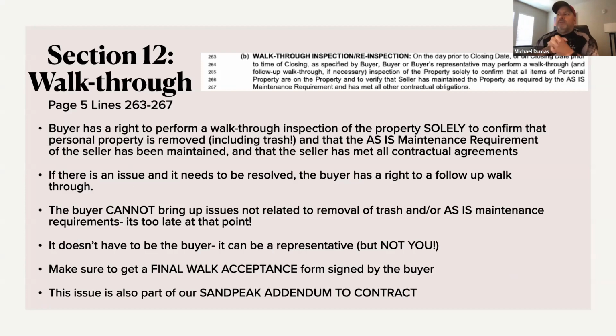Section 12, the walkthrough. Buyer has the right to perform a walkthrough inspection of the property, and the purpose solely is to confirm that the personal property has been removed, and this includes trash, and it says it in here. We'll go over that a little bit. And that the as-is maintenance requirement, as we talked about earlier, of the seller has been maintained, and that the seller's met all their contractual agreements, of course. If there's an issue and it needs to be resolved, then the buyer has a right to do a follow-up walkthrough. Okay, so you can do multiples.